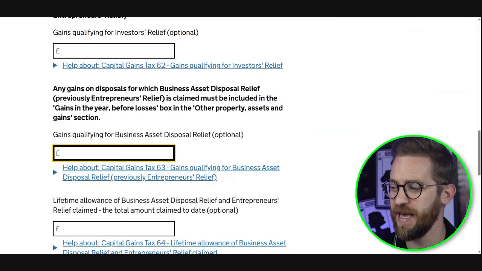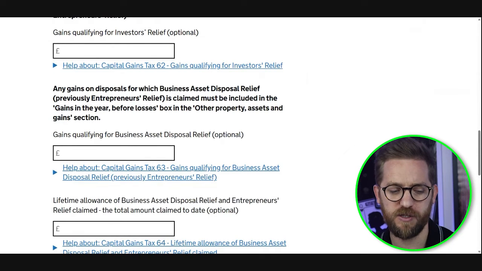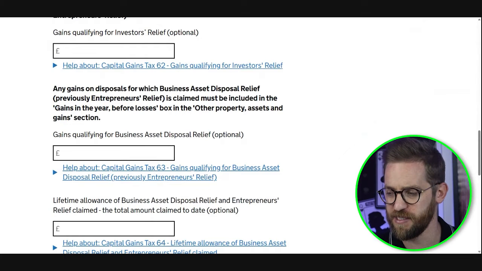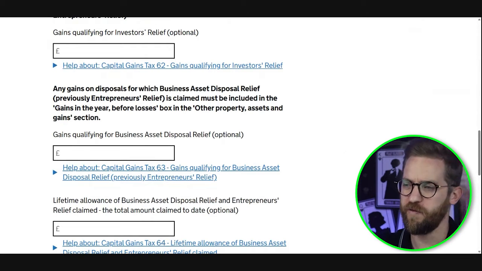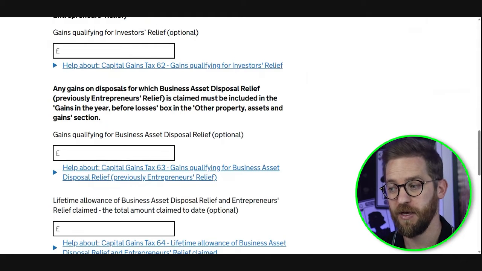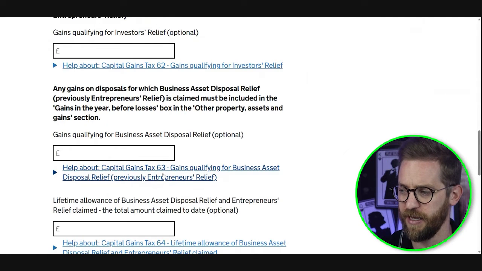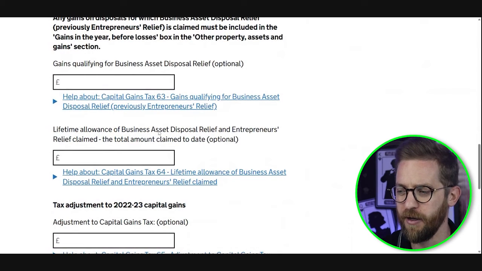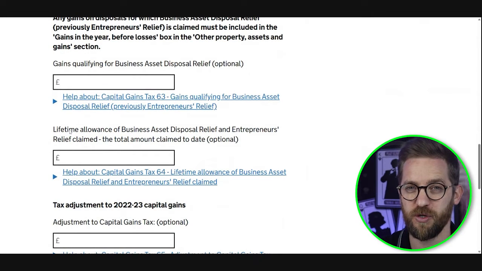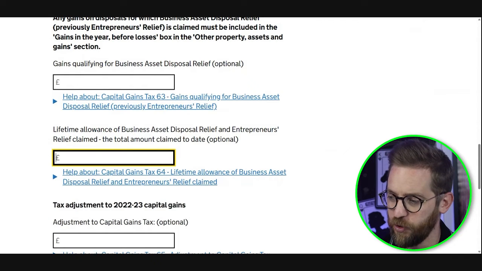Gains qualifying for BADR, business asset disposal relief. That normally applies to assets held within a business for a certain period of time or used within a business. Or if you're self-employed and you've built a business up, when you dispose of it, you can often claim BADR and get a reduced rate. It used to be called Entrepreneur's Relief, you can see down here. It won't apply to this situation. If you are claiming BADR, there's also a lifetime allowance, so you can only claim a certain amount in your lifetime, so you need to declare if you have claimed that previously.